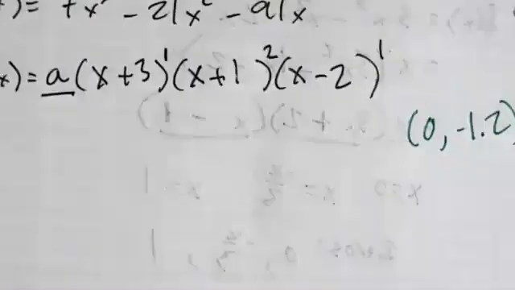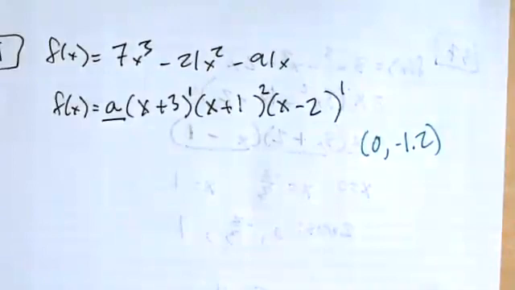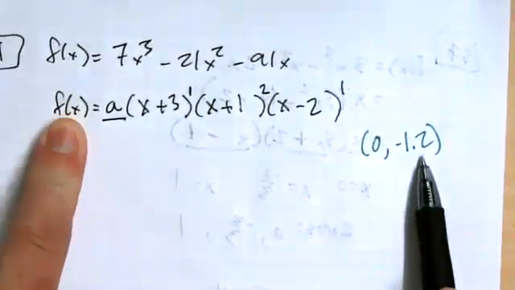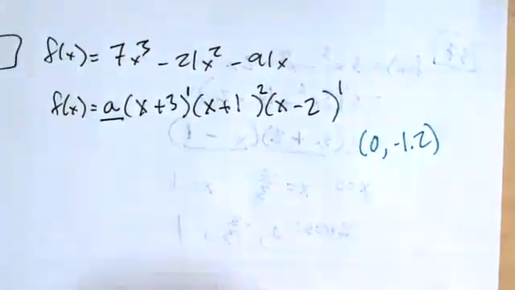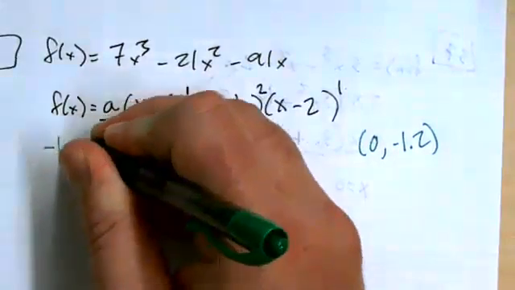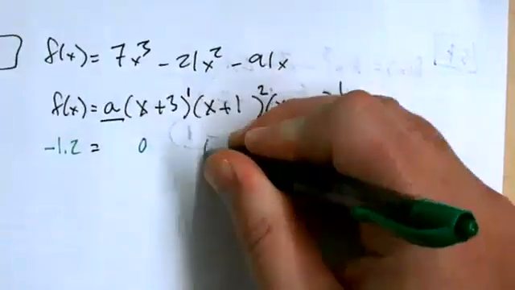Can I get you guys right now to use that information to solve for A for me? You may need your calculator for this. 0, negative 1.2 is on the graph. So how are we going to solve for A? We're going to plug negative 1.2 in for Y, and we're going to plug 0 in for all the x's, and that's going to give us an equation that we can solve for A. You're going to need to write this down, but you may need your calculator in the final steps here. So the y value is negative 1.2. And then all of my x's are going to become zeros.